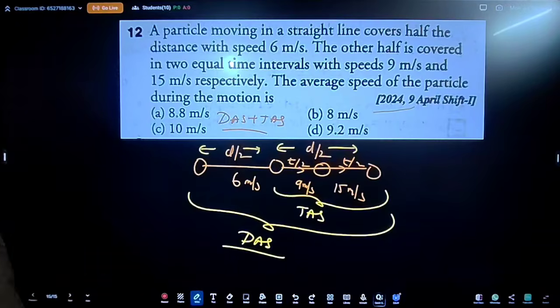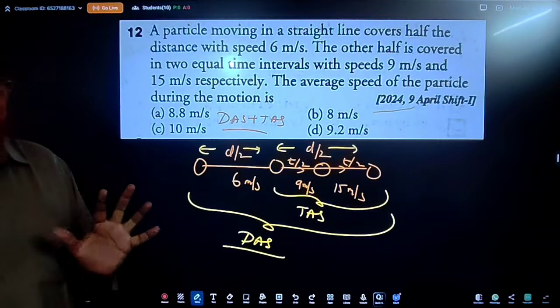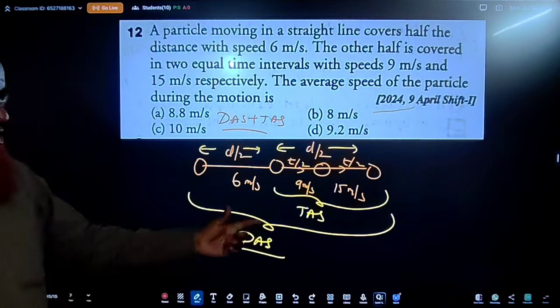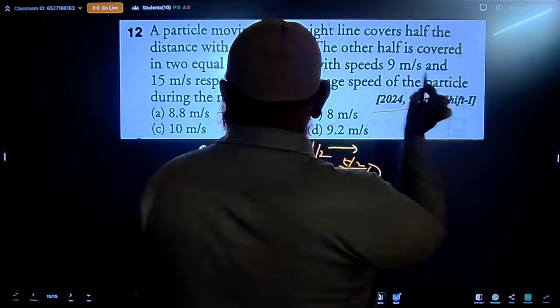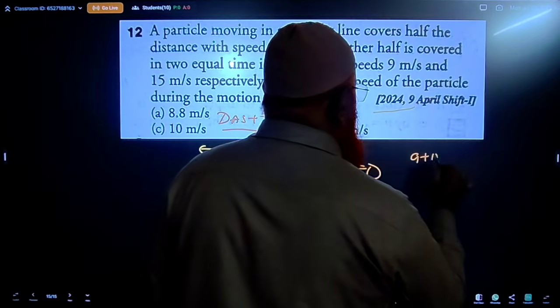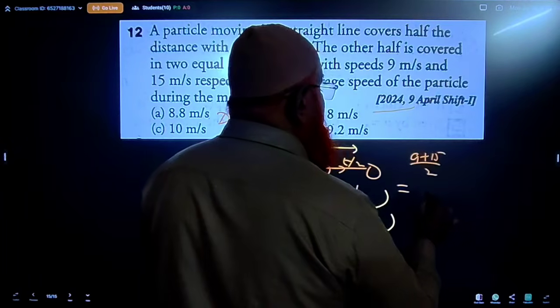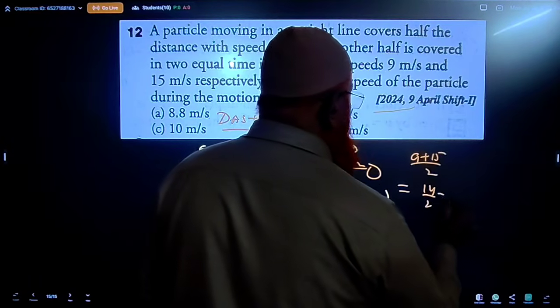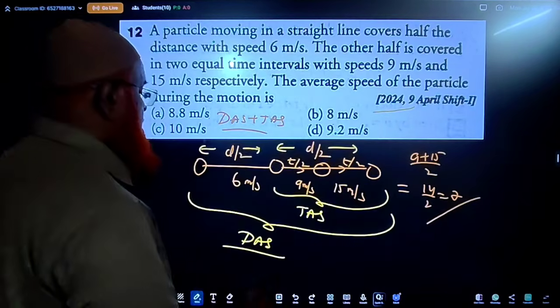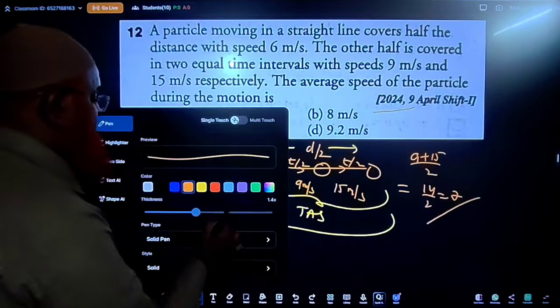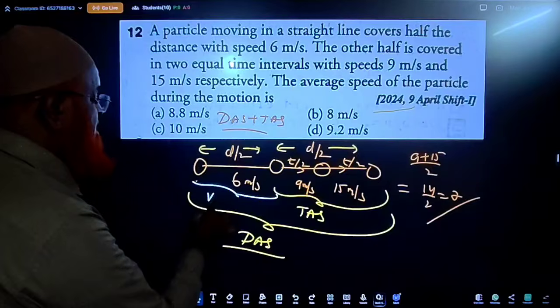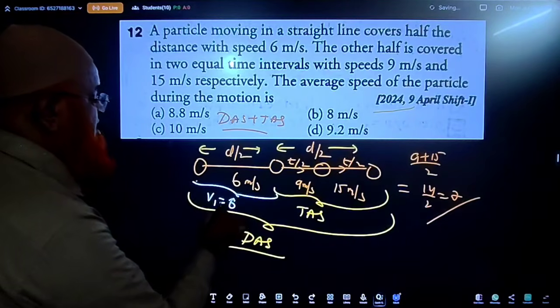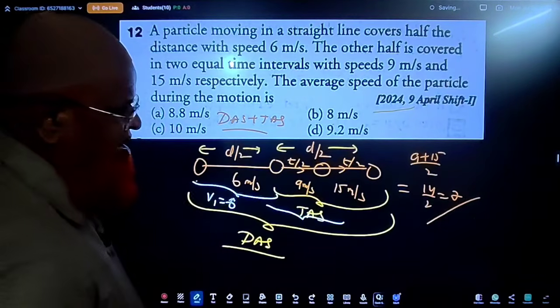See here now. Time average speed, I will tell you the shortcut. Time average speed means just the arithmetic mean. So the average of 9 and 15 is (9 plus 15) by 2. It is how much? 24 by 2, which is 12. So the first part, if you consider, this is V1, which is 6, and this is 12.